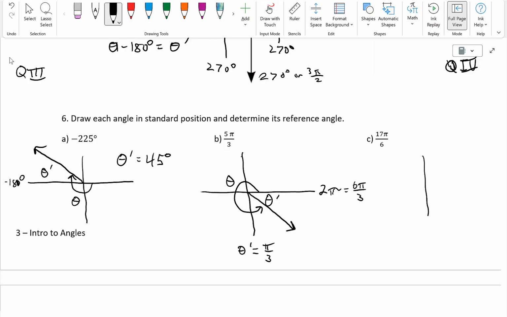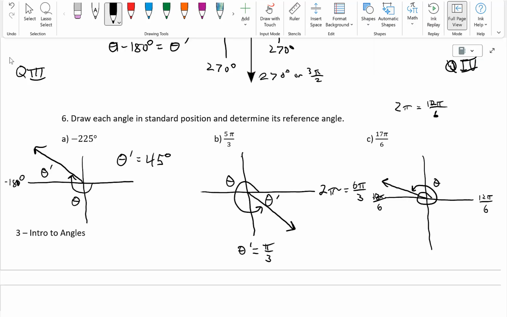And for the last one, C, 17 pi over 6. We know 2 pi, again, is a full circle. That's the same as 12 pi over 6. So 12 pi over 6 would be us going all the way around, coming back to the beginning. And 18 pi over 6 then would put us halfway around again, another pi, another 6 pi over 6. So 17 pi over 6 is going to go all the way around, come back into quadrant 2, a full circle and then back. That's our theta. But really, we just want to know that leftover bit.